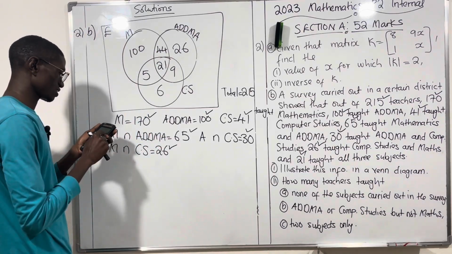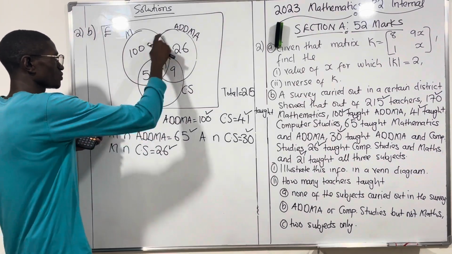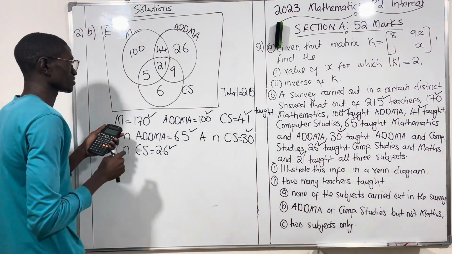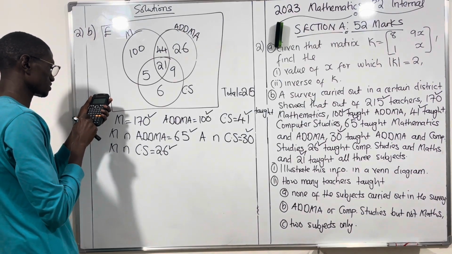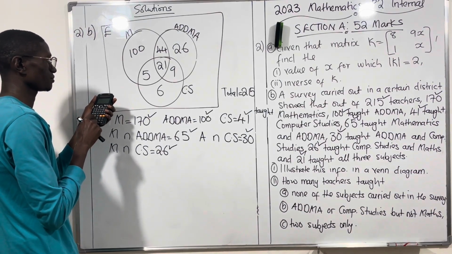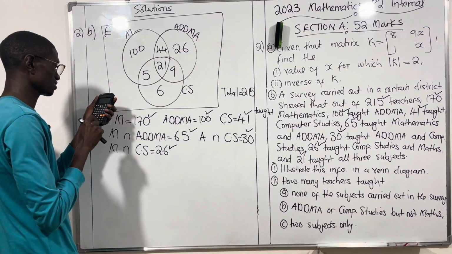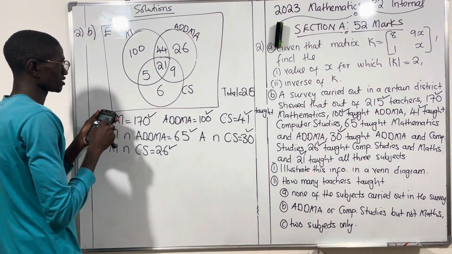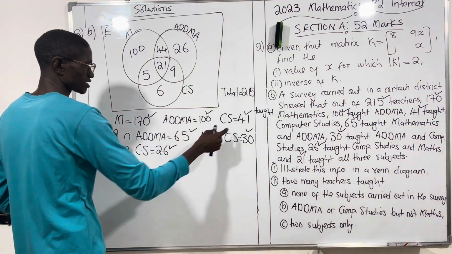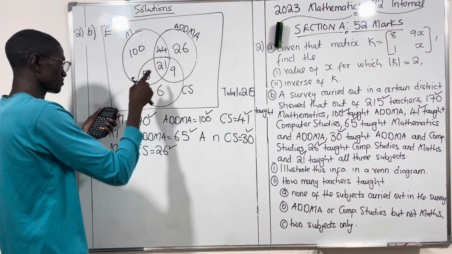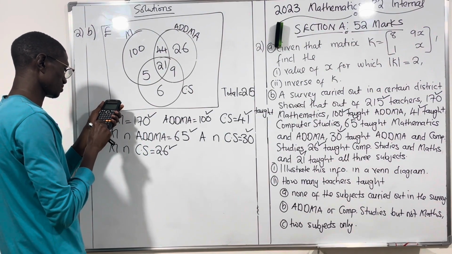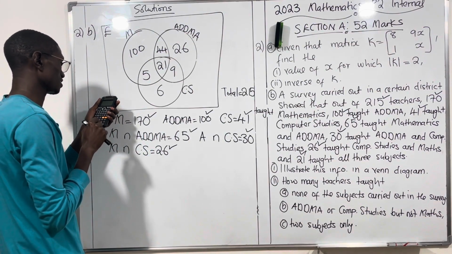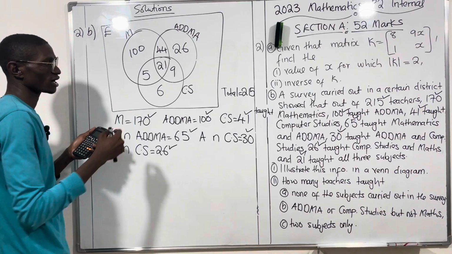Let's test the set for additional mathematics. When we add everything here, we should get 100. So we have 44 plus 26 plus 21 plus 9 gives me 100, meaning all the values there are correctly placed. We come to the set for computer studies. The total should be 41. Let's add everything there. So we have 21 plus 9 plus 5 plus 6, giving us 41. So all the values are correctly placed.